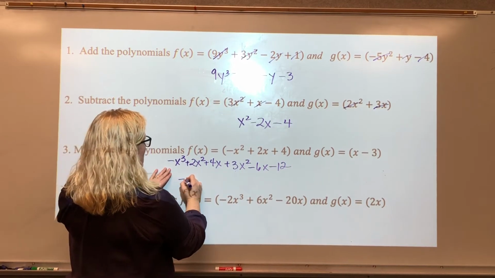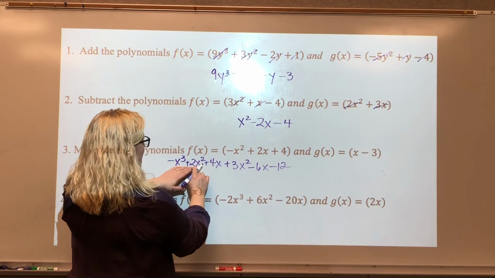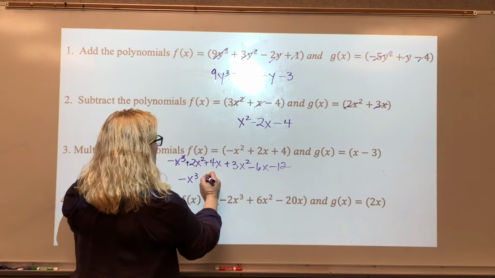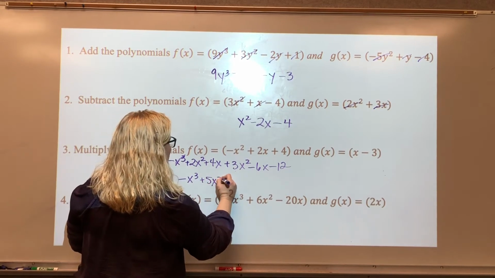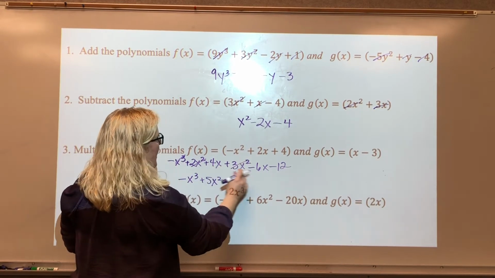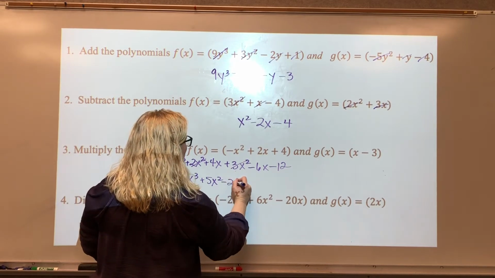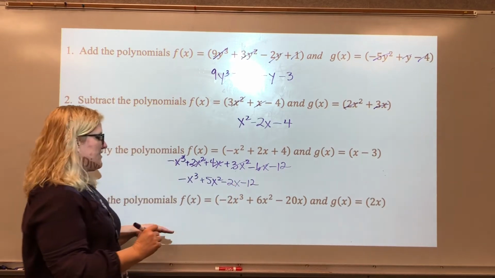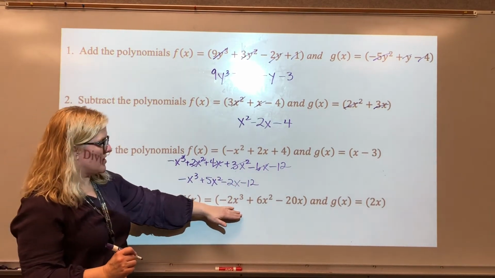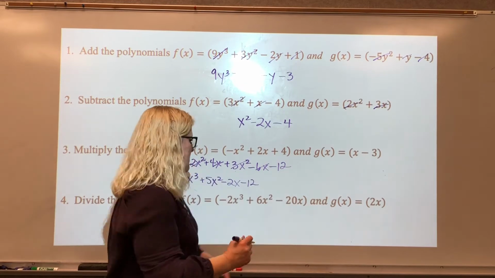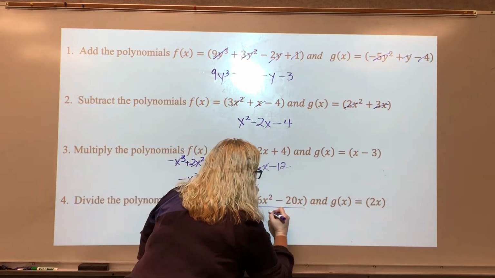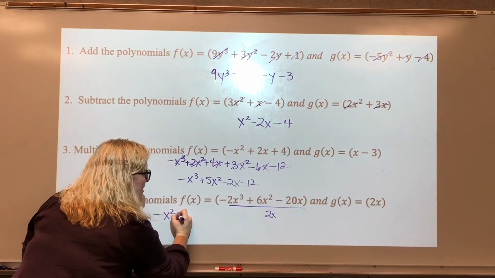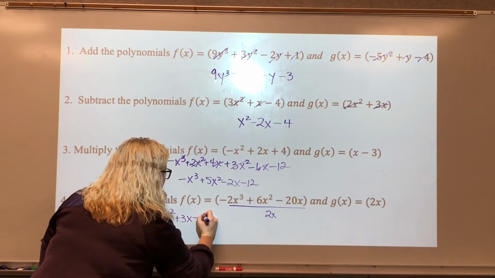So I have minus x to the third. I've got 2x squared, so that one's done. 2x squared plus 3x squared is 5x squared. 4x minus 6x is minus 2x minus 12. And then finally, divide the polynomial, this one, by 2x. So if I just put this whole thing over 2x, then I have negative x squared plus 3x minus 10.